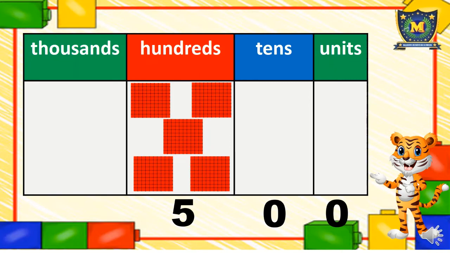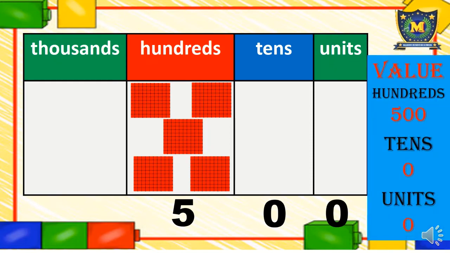Now I'm going to show you the value for each digit. For units, we have here 0. Same with tens, and for the hundreds place, since we have here 5 flats, the value for 5 flats is 500. You only skip count hundreds: 100, 200, 300, 400, 500. So 5 flats is equal to 500. Again, the value for 5 flats is 500.